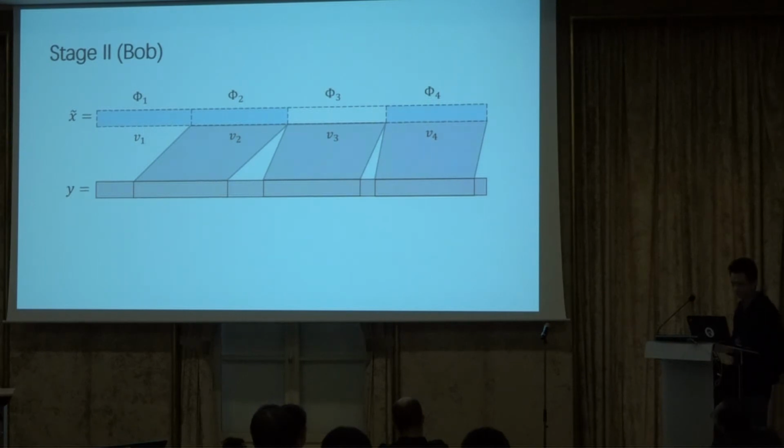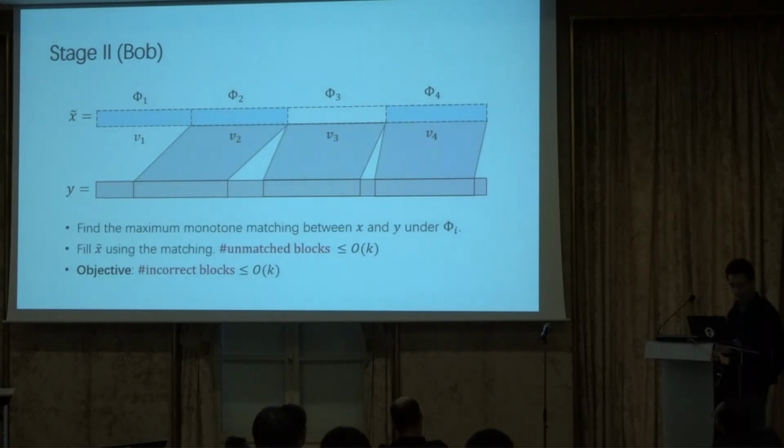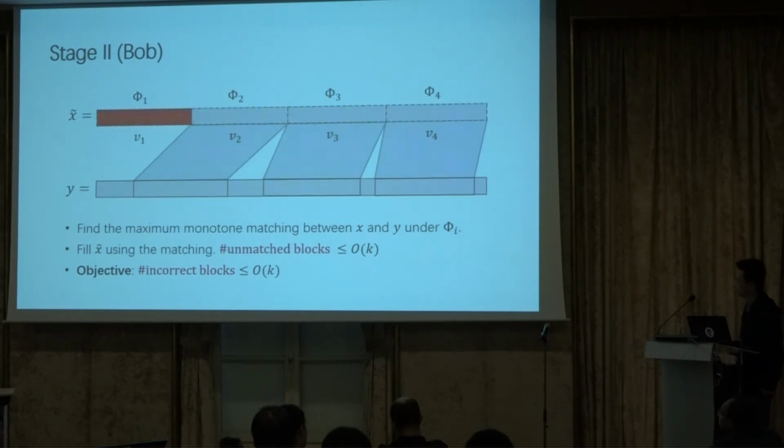We say a substring in y is matched with a block in x tilde if these two substrings are mapped to the same hash value under the hash function. And then Bob will use the maximum monotone match to fill the content of x tilde using the substrings in y. But note that some of these matches are incorrect, and also there might be some unmatched blocks. So our objective is to design a special kind of hash function such that the number of incorrect blocks is bounded by some big O of k.